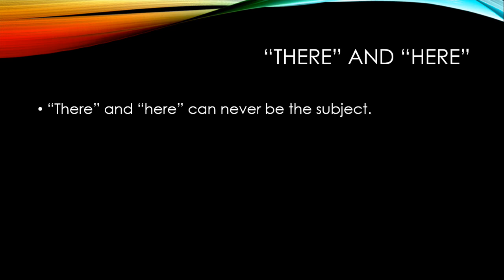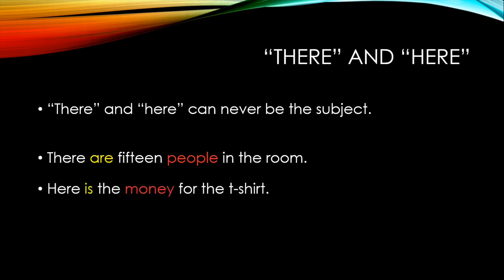Also, there and here. There and here can never be the subject. You're going to have to look after the verb to find the subject. There are 15 people in the room. Are is our verb. There is not our subject. People. You could say 15 people are in the room. Here is the money for the t-shirt. The verb is, but the subject is not here. It's money. We could say the money for the t-shirt is here. And then it would make more sense.